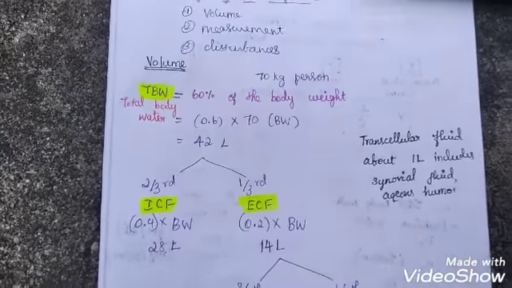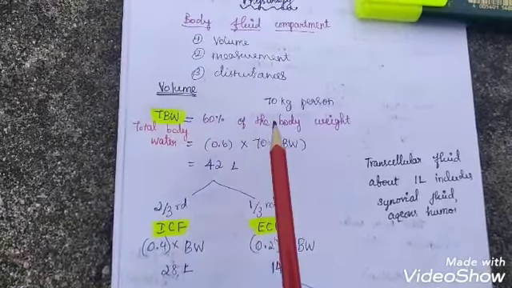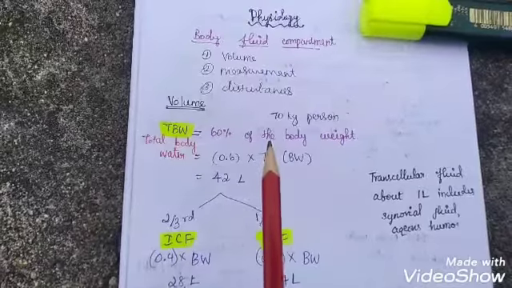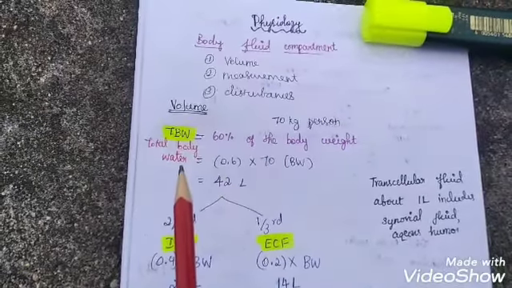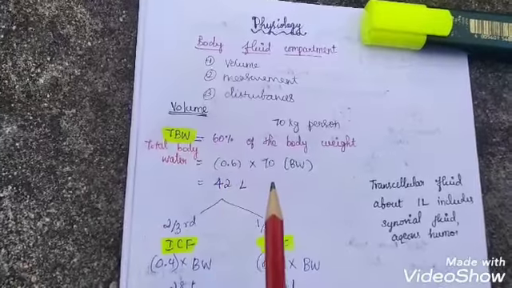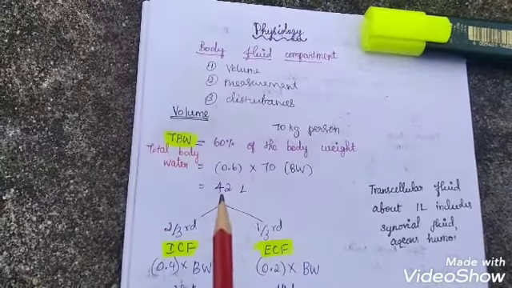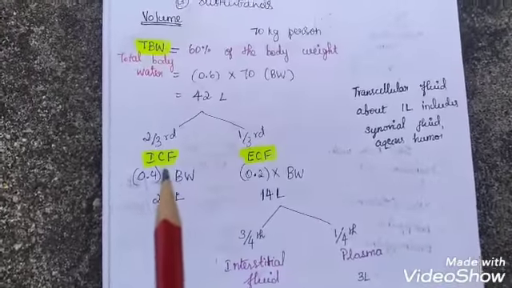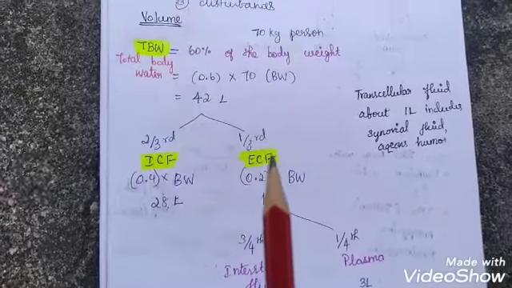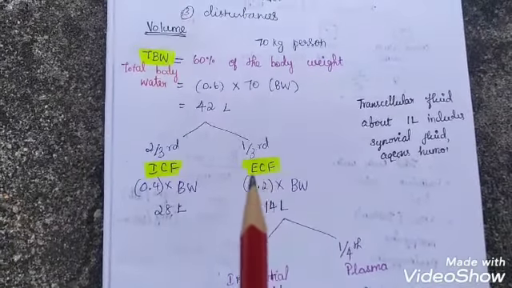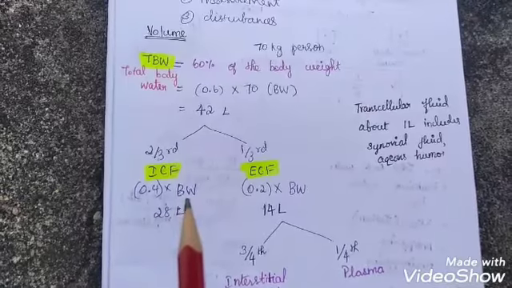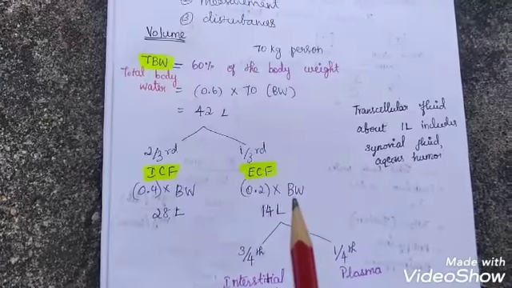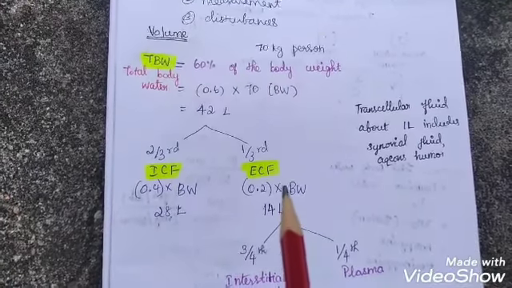In our body, the total body water is 60% of the body weight. Let's consider a 70 kilogram healthy person. So, in a 70 kilogram person, the total body water would be 0.6 into 70, his body weight, is equal to 42 liters. So out of this 42 liters, 2/3 is intracellular fluid and 1/3 is extracellular fluid. That is 0.4 into his body weight, 28 liters of intracellular fluid, and 0.2 into his body weight, 14 liters of extracellular fluid.